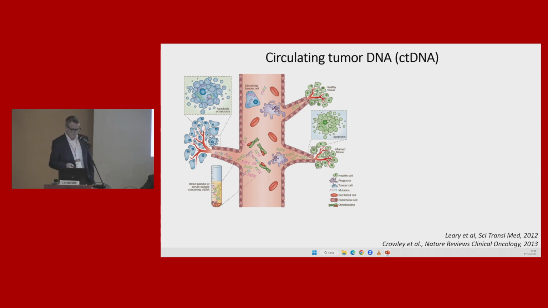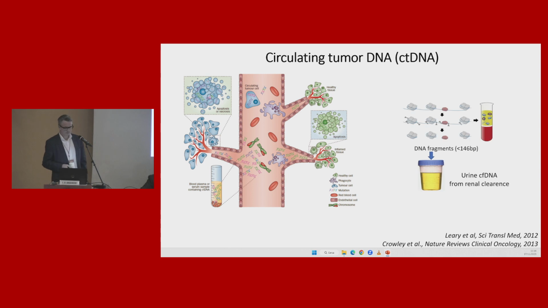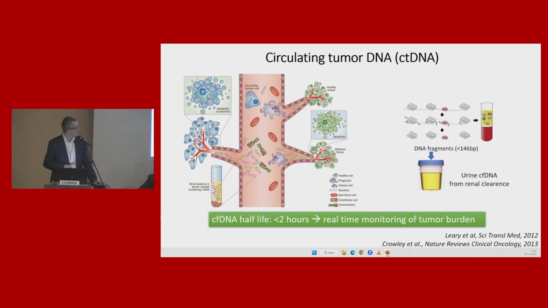ctDNA is highly fragmented. As we can see here, only about 150 base pairs protected by the nucleosomes, and we can measure it in the urine also from renal clearance. It's important to say that when we're working with circulating tumor DNA, one of the advantages of this is that cell-free DNA and ctDNA has a half-life of about 2 hours or below.